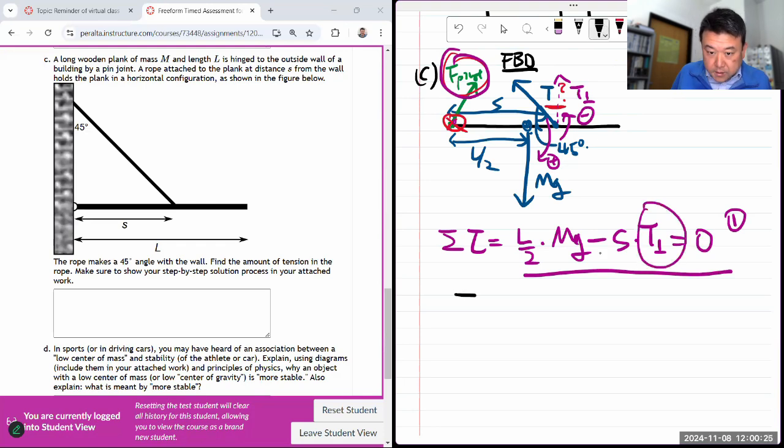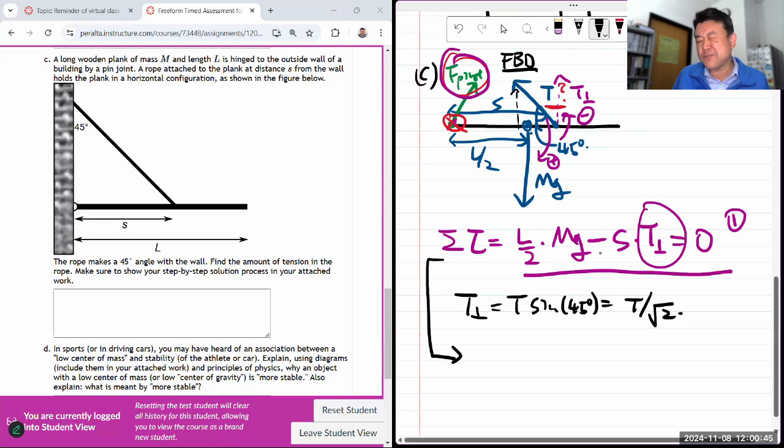Before we go, the perpendicular component from this geometry should be T times the opposite, sine 45 degrees. So it should be T sine 45 degrees, which will be T divided by root 2. So I'm going to be plugging that in here, solve for T. Doing that in the interest of time, let me just do that in my head. T is going to be equal to root 2 over 2 times L over S times mg.